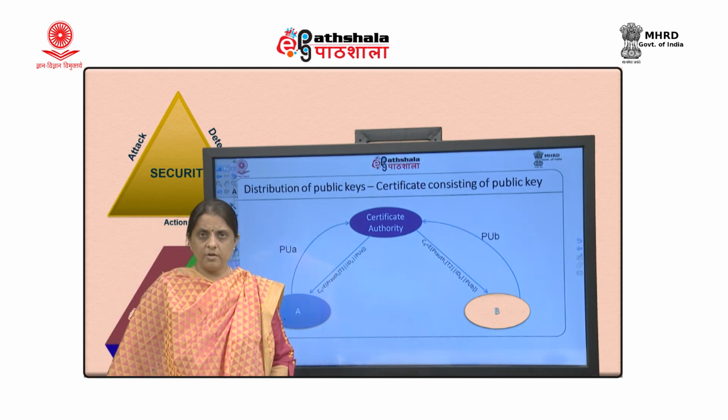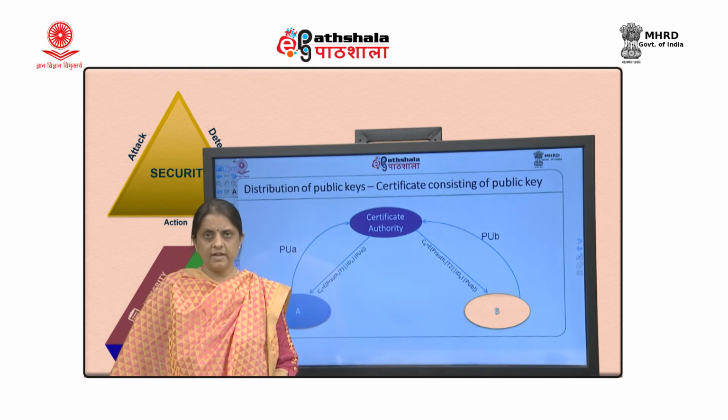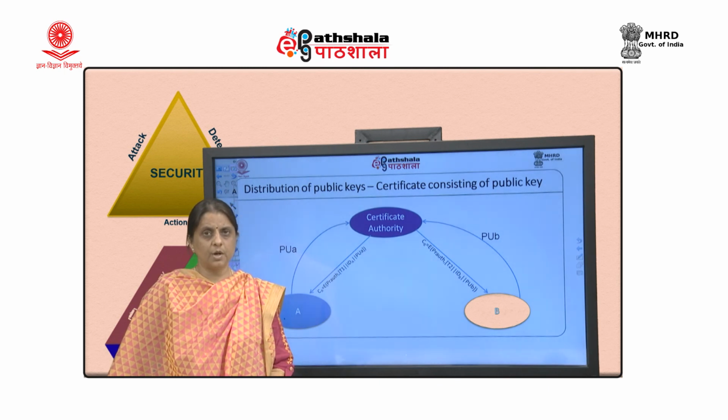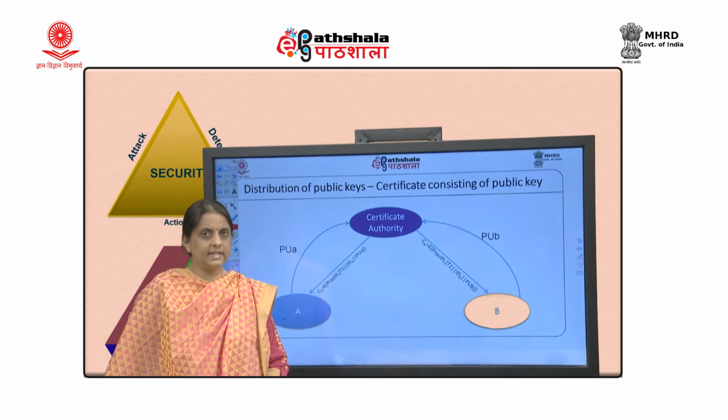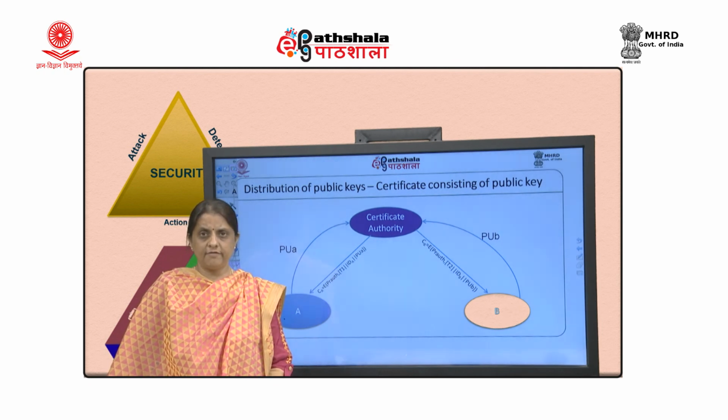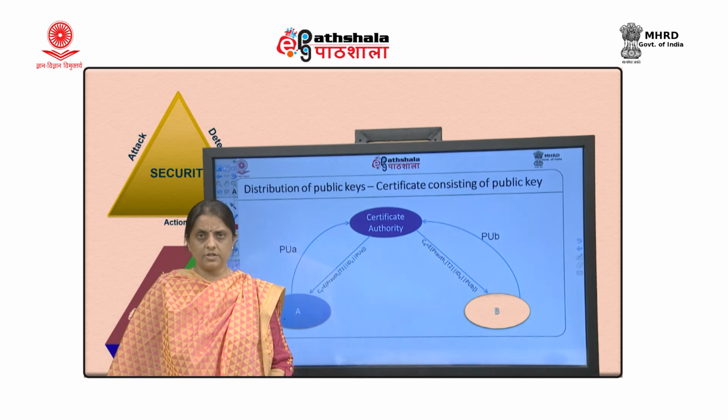So, in this module we have seen how the RSA algorithm works. We have seen what kind of attacks can occur on the RSA algorithm, and then we have seen how to compute large exponents with the help of the square and multiply algorithm, and lastly we have seen, if the public keys are to be made public, what are the ways to do so.